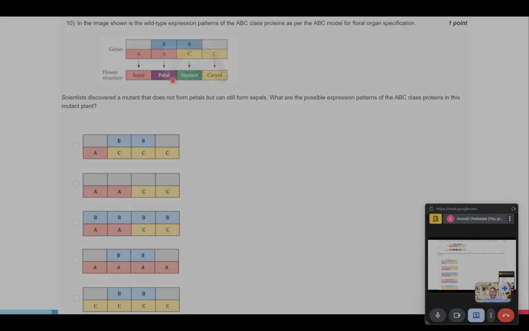Now scientists discovered a mutant that does not form petals, but can form sepals. So sepals are forming, petals are not. What are the possible expression patterns of ABC class proteins in this mutant? Here we have different patterns and we have to choose the ones where sepals form but petals do not. This is a question with more than one option, so go ahead and choose more than one option which you think are the correct ones.